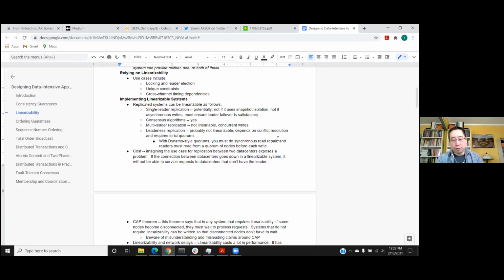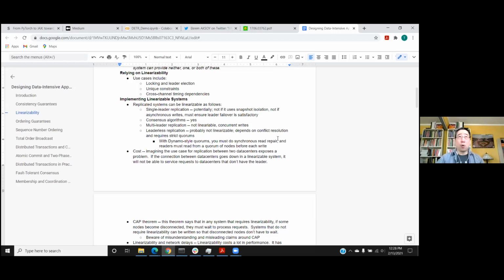And so you have to have strict quorums. You can't do sloppy quorums, definitely. And then basically he says, if you really want to do it, if you have a Dynamo database, you could do synchronous read repair. And then you also would have to enforce that you do a read from quorum before you do every write. So the implication of all this is that it's going to be very costly trying to do linearizability in any of these systems, either the Dynamo example or whatever.